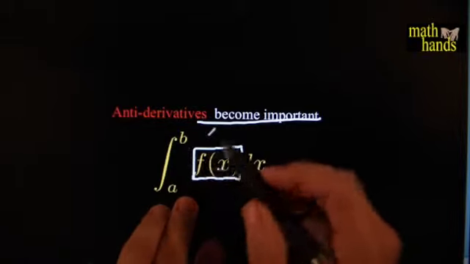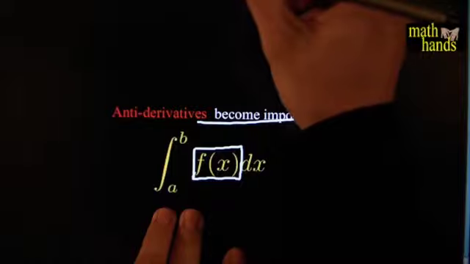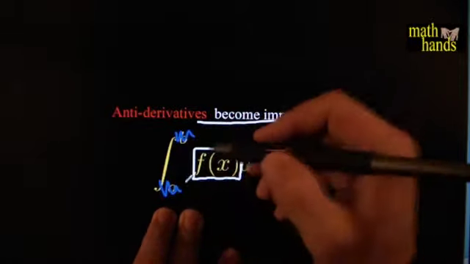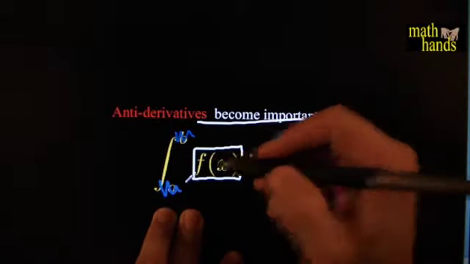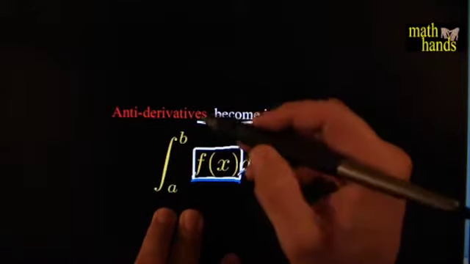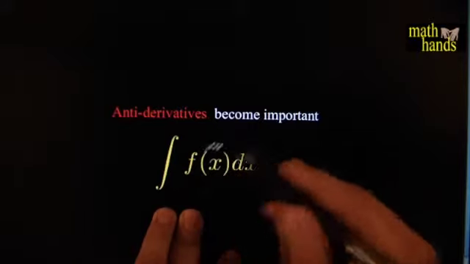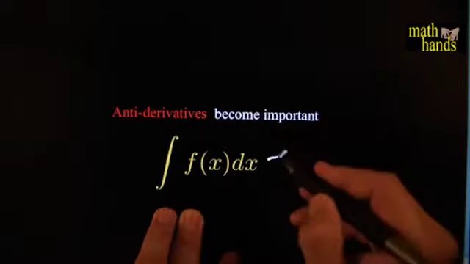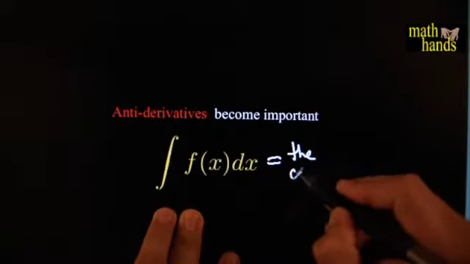The symbol takes on a life of its own. We abandon these limits. Say, you know what? Forget about those limits. We will worry about those later. At the moment, we simply want to focus on finding the antiderivative. And so, rather than having this symbol here, we make up a new symbol with no limits. And this one just represents the antiderivative.